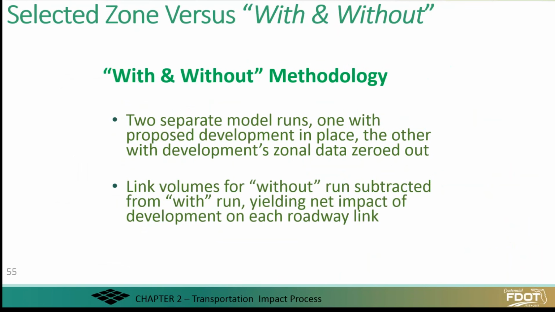The other method, the with-and-without methodology, does two separate model runs, one with the project coded into the model and one with the project not coded into the model. The volumes from the version of the model without the project coded in are then subtracted from the volumes with the project coded in, and the result is something which is called a net impact: with the project and without the project, what is the difference in traffic volume.